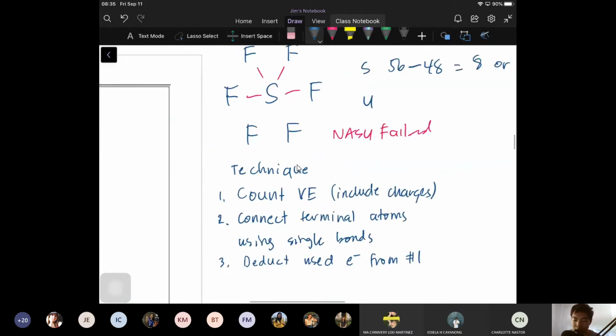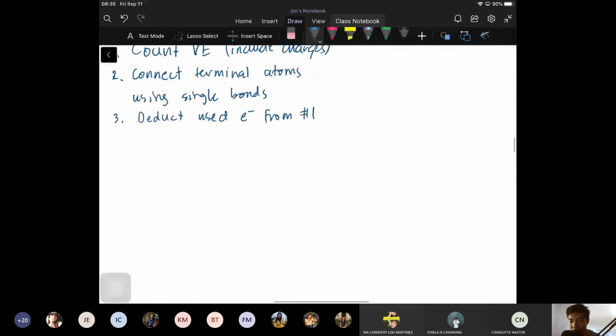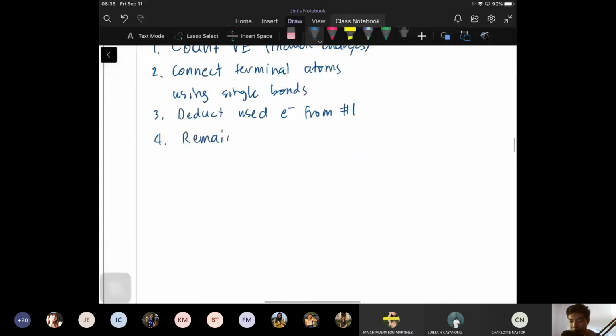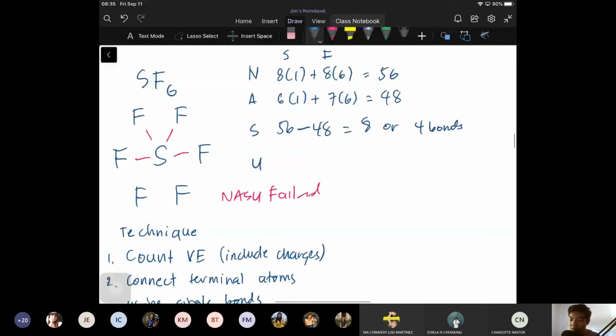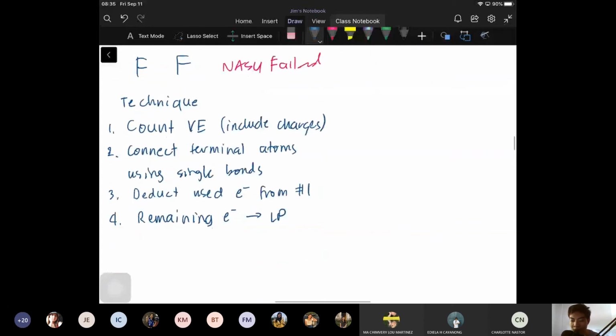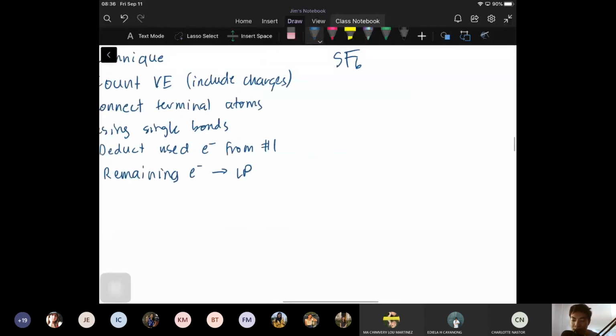Then, number 4, remaining electrons will be used as lone pairs. So, ito yung technique, no? Count the valence electrons, connect the terminal to the central using single bonds. You deduct used electrons dito sa 1. Then, yung matira doon, it would be the lone pair. Kasi palyado yung octet rule natin, and okay lang yan. So, wala tayong choice. SF6. Balik tayo. SF6 na. So, sagutin natin yan.